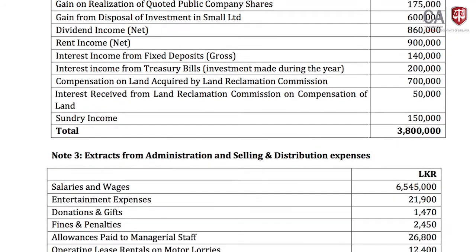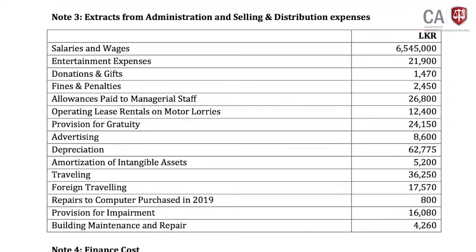Then 3, extracts from the administration and selling and distribution expenses. Take 1 minute, just read what are the inclusions: salaries and wages, entertainment expenses. We know under section 10, subsection 1, entertainment expenses are disallowed. Donation and gift, it should be disallowed. Why? It is not incurred for the production of income under section 11, but you have to check what is donation. Is it a qualifying payment or is it not, cannot be categorized under qualifying payment?